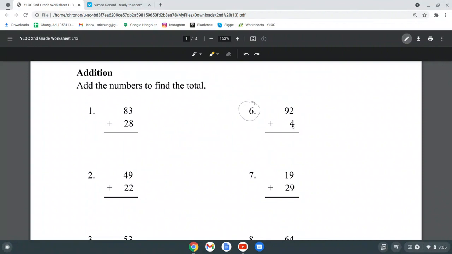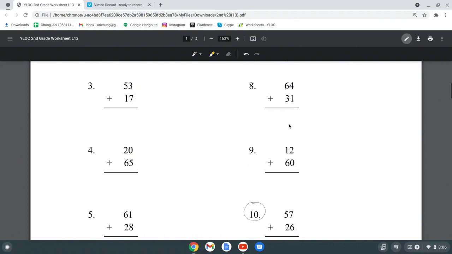So we can draw 4 and 2 to see how many there are together. This is 4, 5, 6. So 4 plus 2 is 6, and then 9 is not adding anything, so 9 will just come down here. So 92 plus 4 is 96.